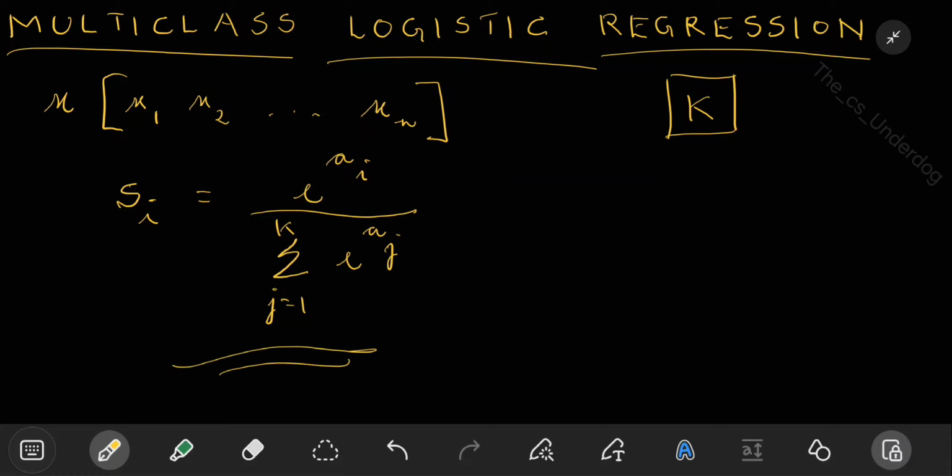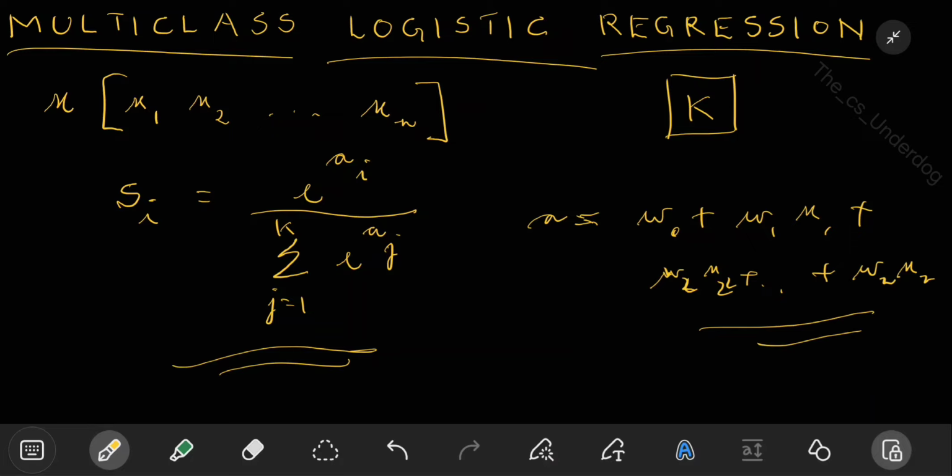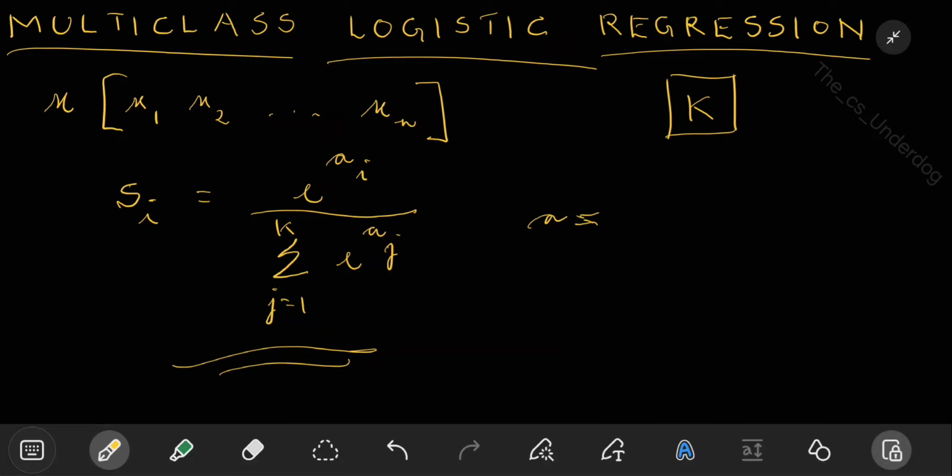Here you know what a is, right? a is W0 plus W1x1 plus W2x2 plus dot dot dot up to Wnxn. We'll write this in a short form: instead of writing this, we'll write W transpose X plus W0. And instead of W0, we can write it as b. So b is the bias. The W0 term, we'll call it b. So this is the scenario.